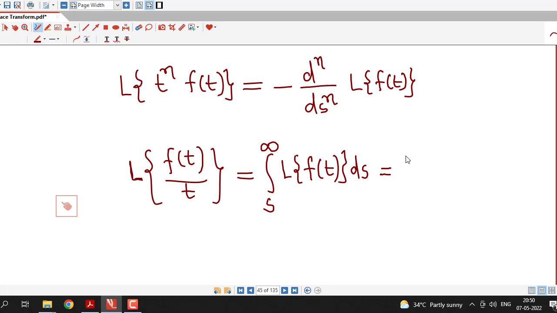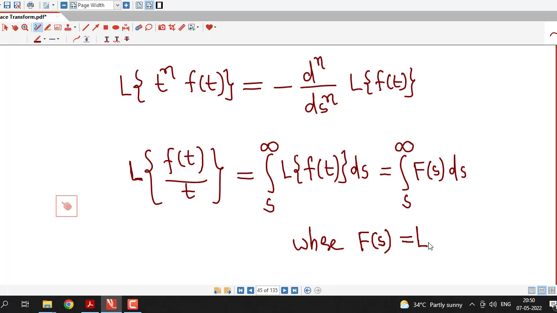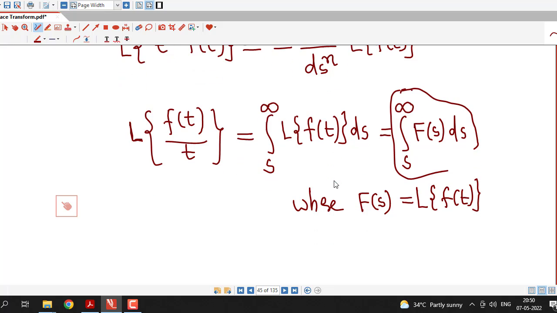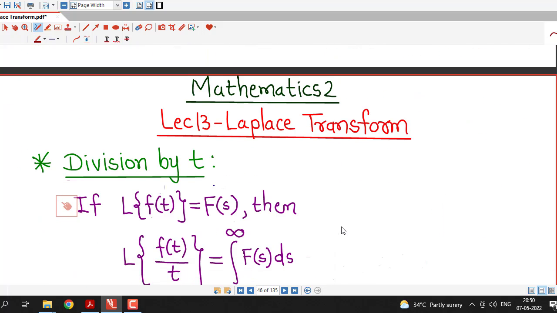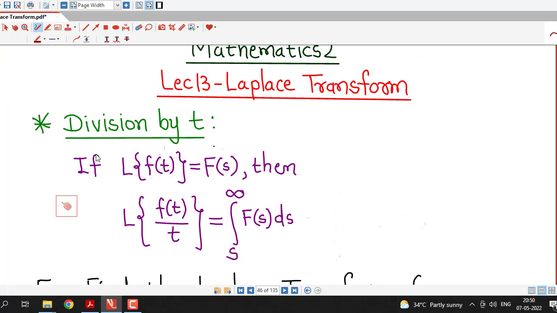Or suppose Laplace transform of f of t is denoted by capital F of s, then we will write in this way: integral of capital F of s from s to infinity, where F of s is Laplace transform of f of t, and this is improper integral of first type because upper limit is infinite. So we know how to evaluate improper integrals. So first I have written this formula. We will remember this formula as division by t.